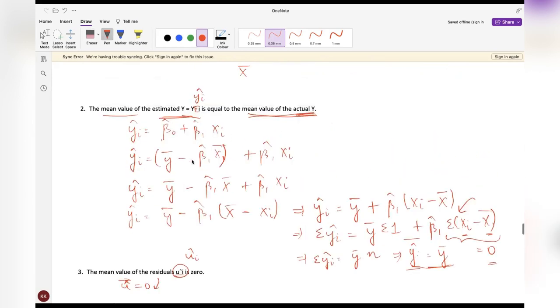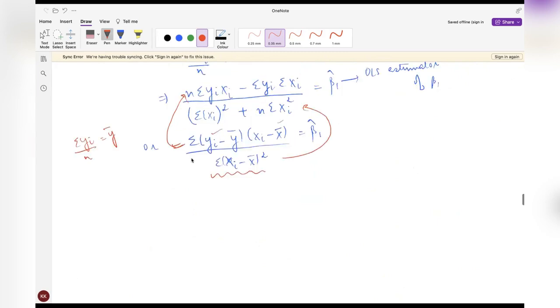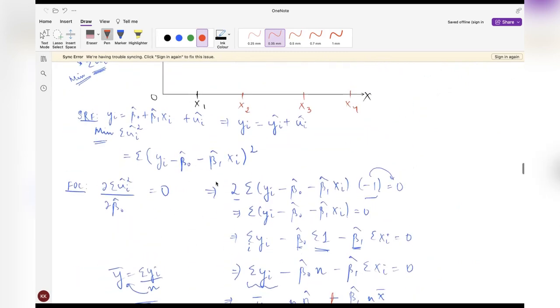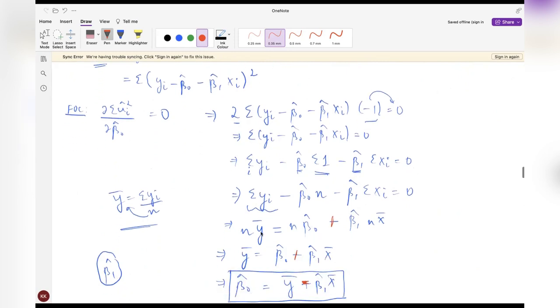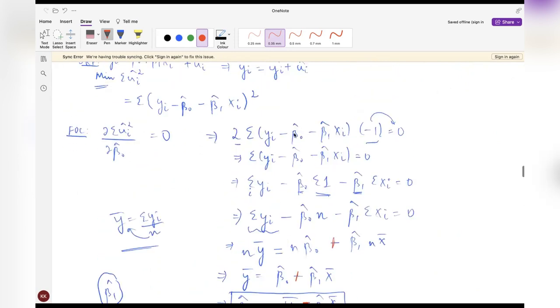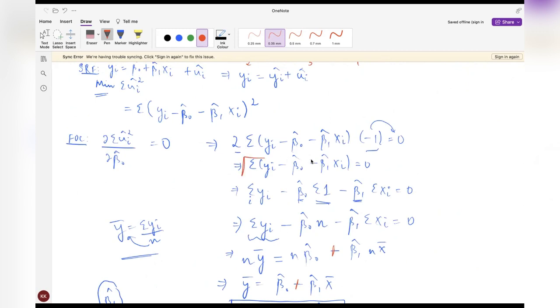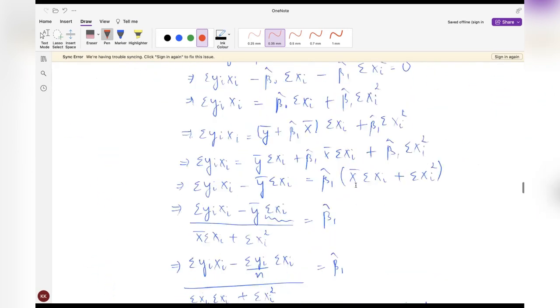Now go back to the first order conditions. In this first order condition, at this step, we have summation of ui hat equal to 0. Now what is u hat bar? This is equal to summation of ui hat upon n. Because our numerator is 0, this is 0, and that is what our property was talking about, right?